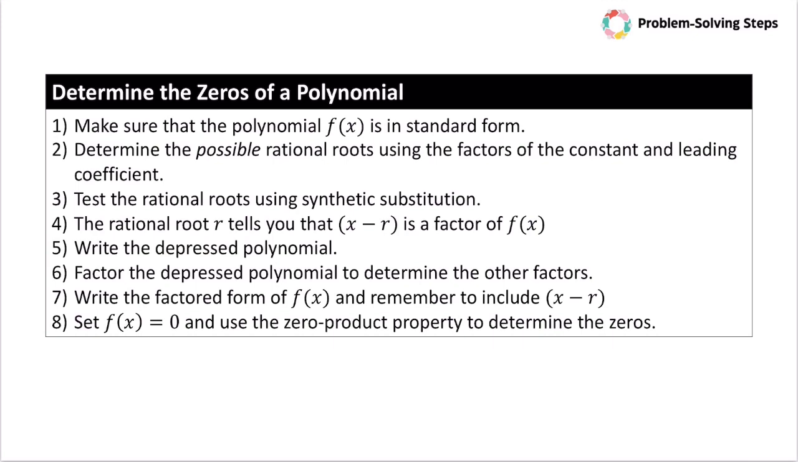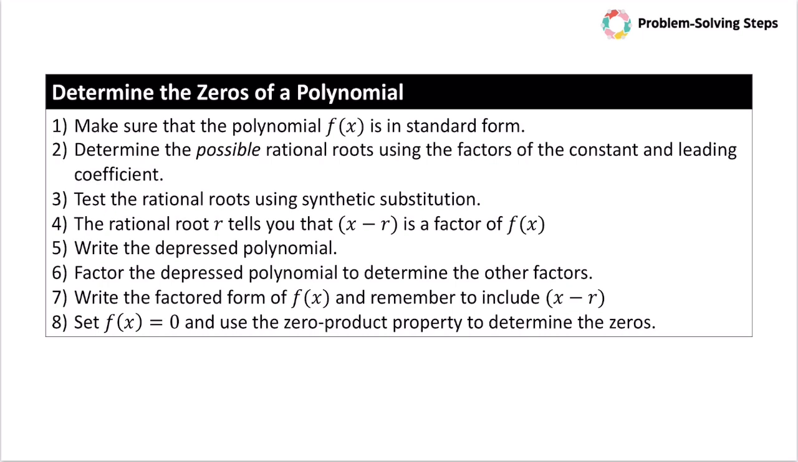So we're going to take everything that we've been learning so far and tie it all together to determine the zeros of a polynomial. Remember, we're going to start off making sure that our polynomial is in standard form. Then we're going to determine the possible rational roots using the factors of the constant and the leading coefficient. Then we'll test our rational roots using synthetic substitution. If we find a rational root r that works, that means that x minus r is a factor of f of x. Then we'll write the depressed polynomial.